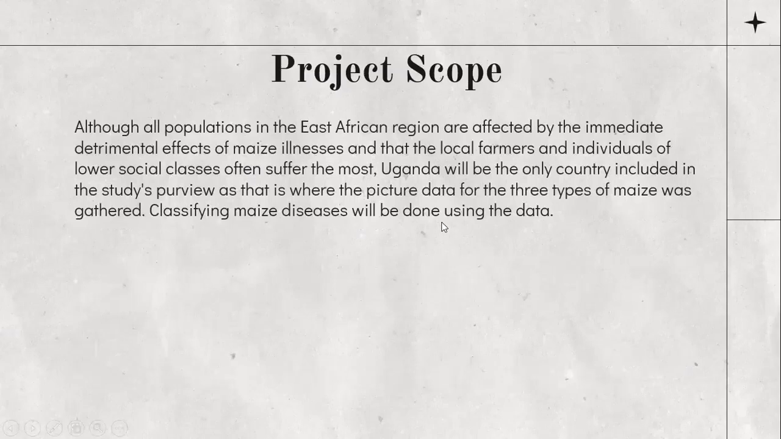Although everyone in the East African region is affected by the detrimental effect on maize production caused by maize illnesses, we shall only be looking at Uganda, because the data set we currently have was obtained from Uganda. So the images that we shall be using for the classification and the object detection will all be obtained from Uganda. So our project scope will be around Uganda, or the regions in Uganda.